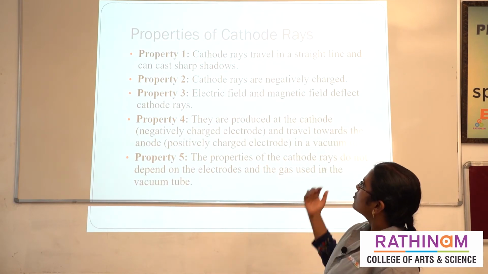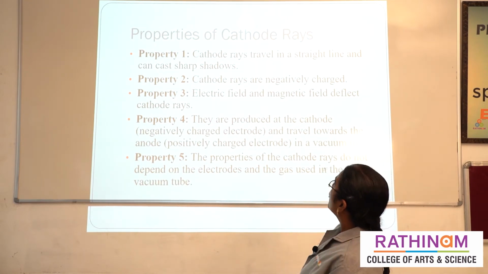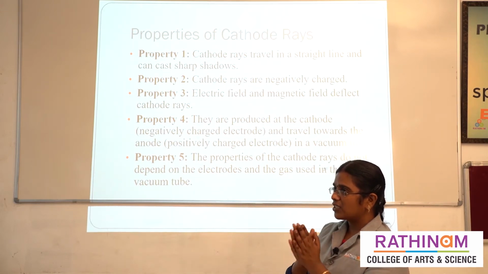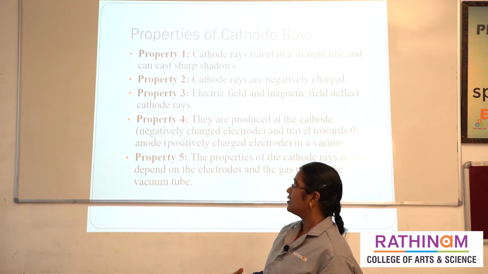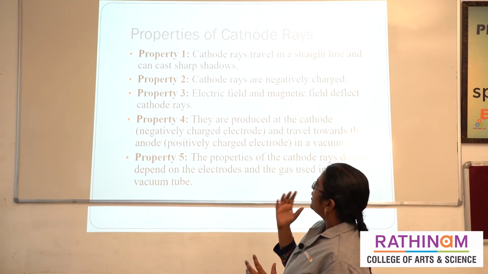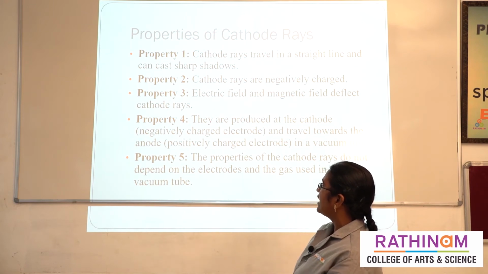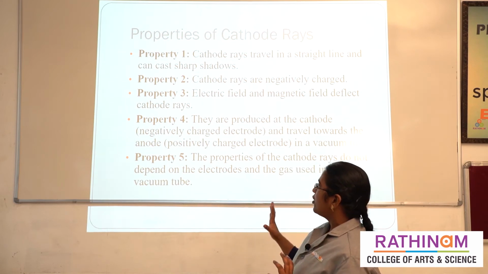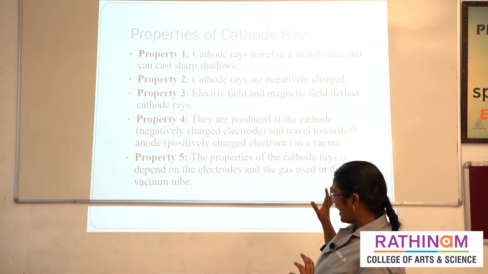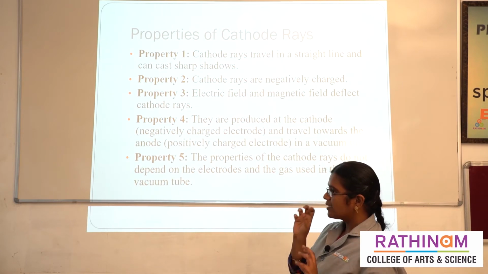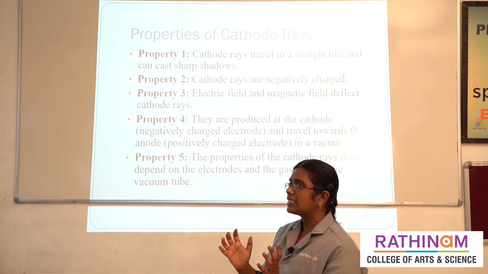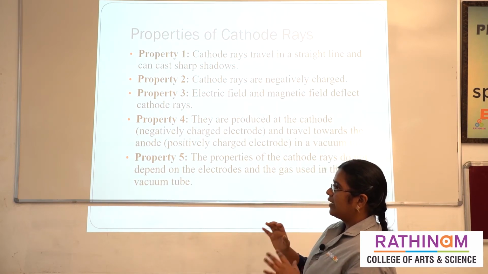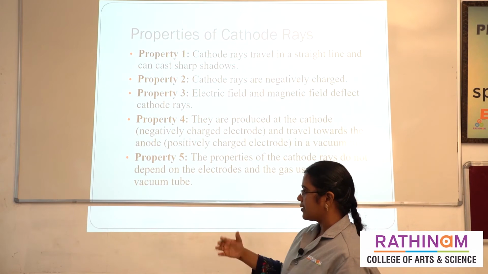These are the properties of cathode rays. Cathode rays travel in a straight line and are negatively charged, that's why they are called a stream of electrons. These cathode rays are deflected by electric fields as well as magnetic fields. They are produced at the cathode terminal and move towards the anode terminal. Cathode rays do not depend on what kind of gas is filled inside the tube.